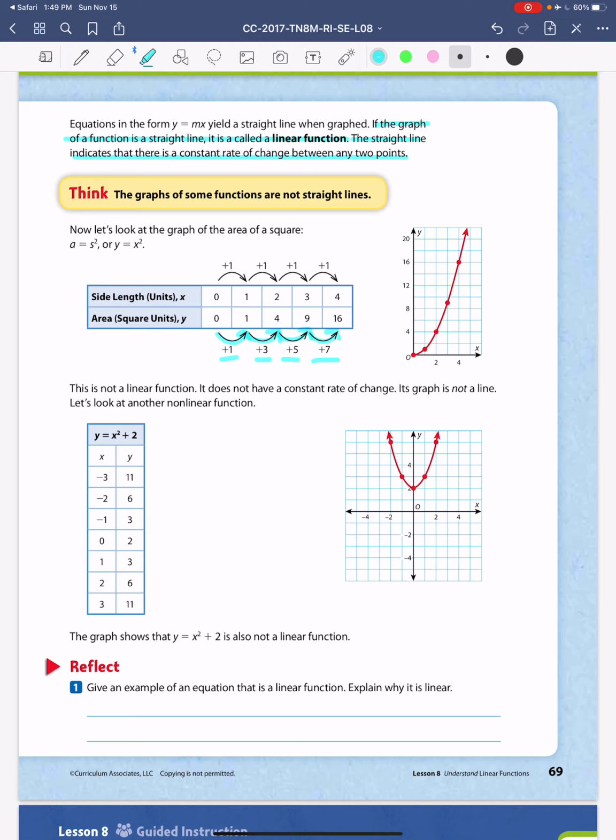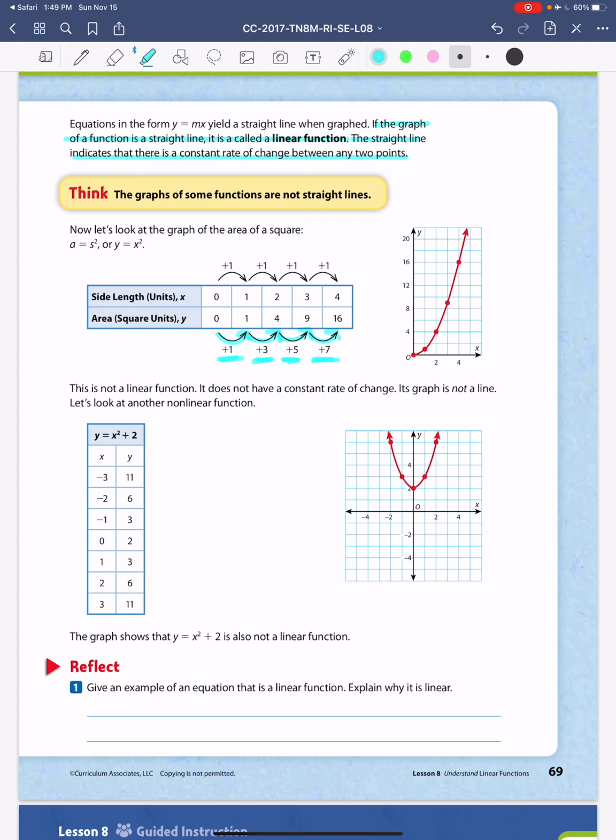I'm not going to have something that's super constant like that, okay? So this is not a linear function. It does not have a constant rate of change, because what's happening every time is just going to continue. The new difference is always going to be 2 more than the last, so it's not going to be constant. Its graph is not a line. Let's look at another nonlinear function.